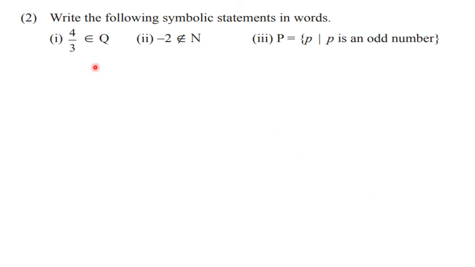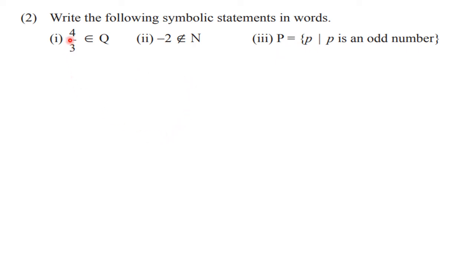Question number 2 now. Write the following symbolic statements in words. That means they are provided certain statements in symbolic forms. See, you can see the symbol is used. I told you that this is epsilon, which shows that it belongs to. Then this is epsilon with a slash on it, so it shows does not belong to. And this is given in the rule method, and I taught you how to write down the statement. So let us see how to write down these symbolic statements in words.